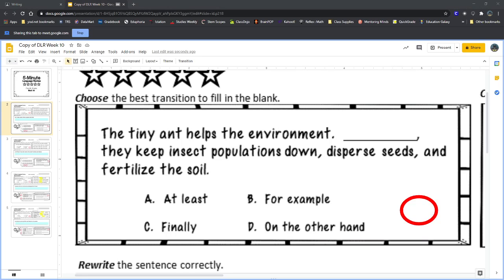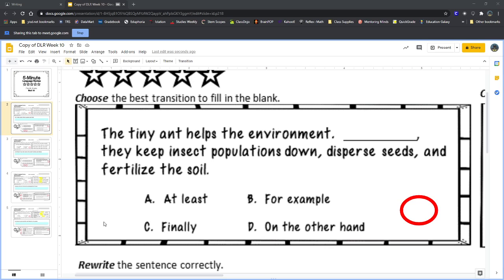Our first box for Monday says choose the best transition to fill in the blank. We started talking about transitions last week. We said transitions are the way you move from one idea to another idea. Here they give us two sentences, and in between they have a blank. The blank is at the beginning of the second sentence. They want us to use a transition word to change from this first idea to the second one.